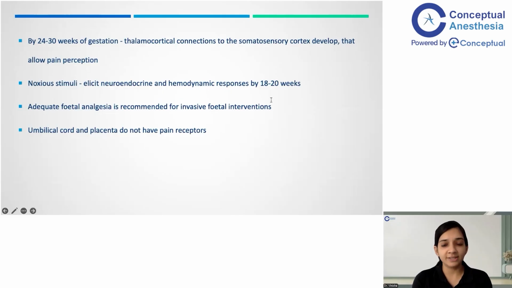Now, not all interventions will require analgesia, because the umbilical cord and the placenta do not have any pain receptors. So the interventions which involve these tissues do not require fetal analgesia to be given.